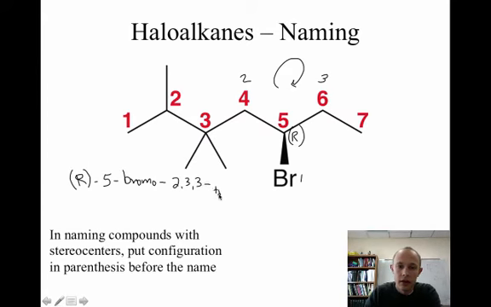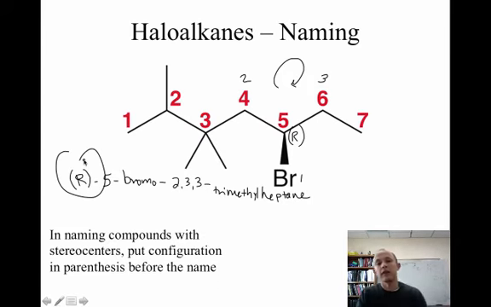So we call this compound R-5-bromo-2,3,3-trimethylheptane. Remember to put the configuration in parentheses at the very beginning of the name.